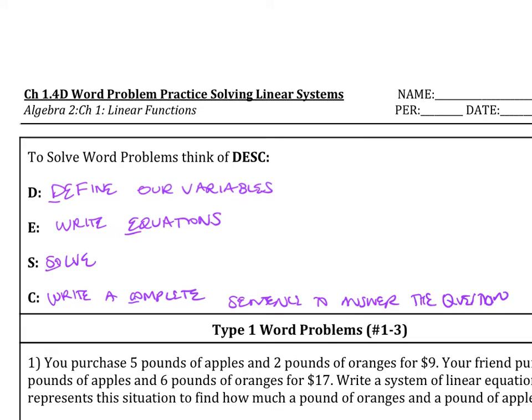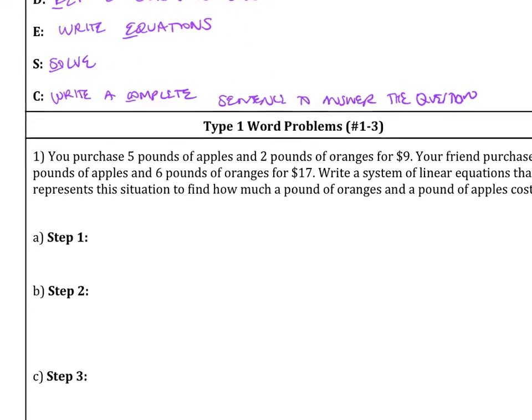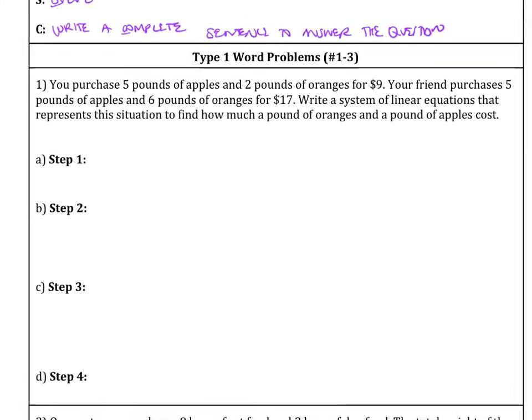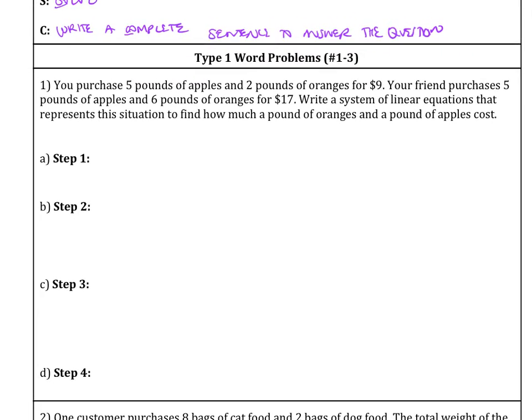So let's first take a look at type 1 word problems. So here's an example. You purchase 5 pounds of apples and 2 pounds of oranges for $9. Your friend purchases 5 pounds of apples and 6 pounds of oranges for $17. Write a system of linear equations that represents the situation to find how much a pound of oranges and a pound of apples cost. So step 1 is we're going to define our variables.